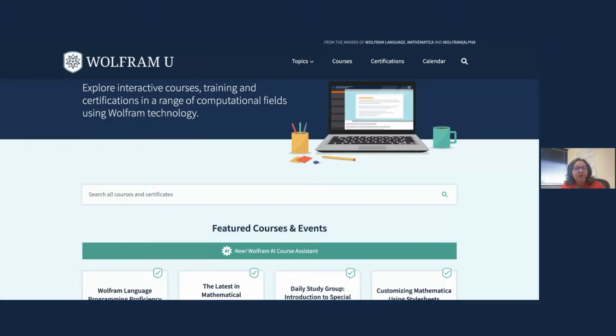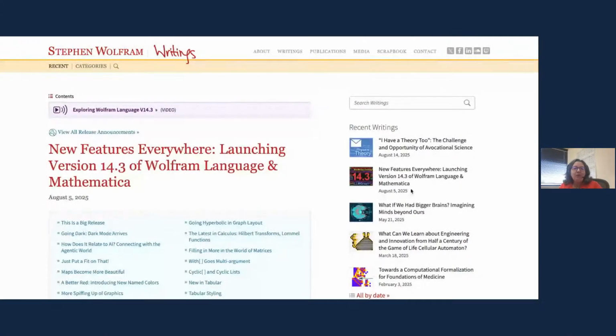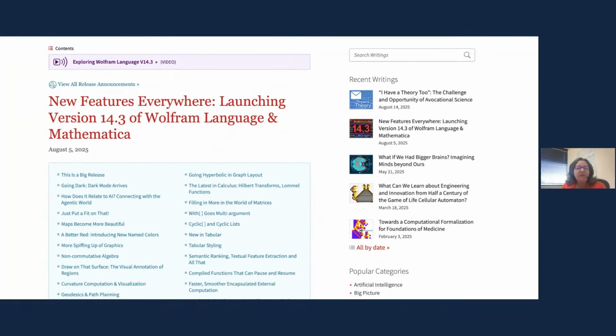We have a full schedule ahead of us, so I'll just say that version 14.3 is a big release with many important new features and improvements to core functionality. You can read more in Stephen Wolfram's release announcement. To try the examples from today's webinar, you'll want to access version 14.3, and we'll share a free trial offer so you can get started right away.